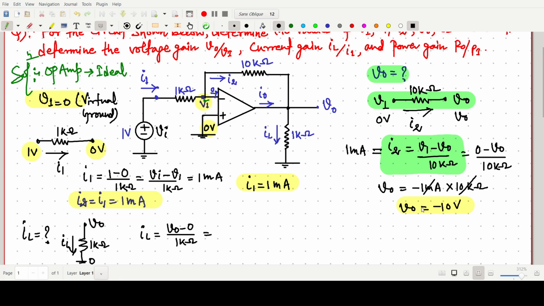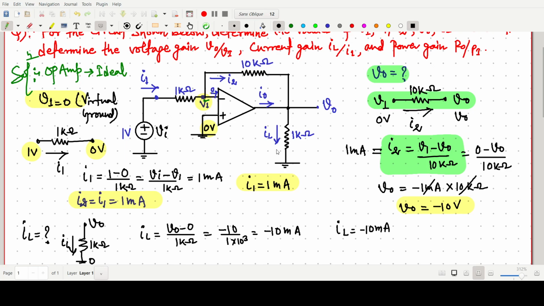Now V0 is known to us. V0 we have already found, the potential voltage here, minus 10. So simply write minus 10 by 1 into 10 to the power 3. So it should be minus 10 milliampere. So the IL value is now minus 10 milliampere.